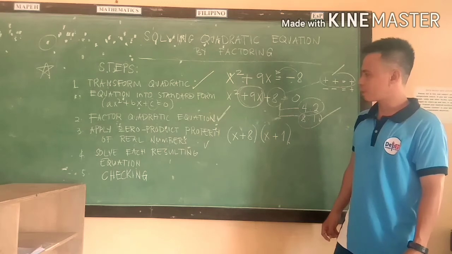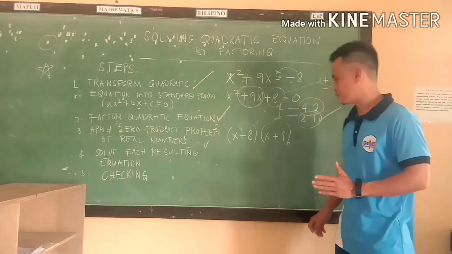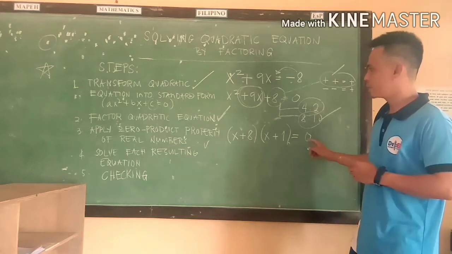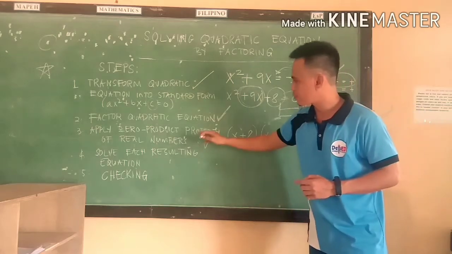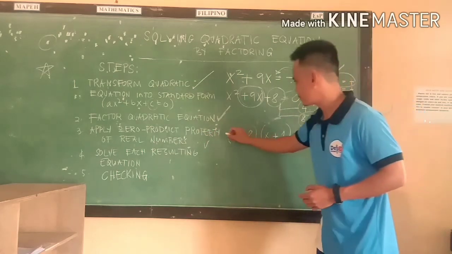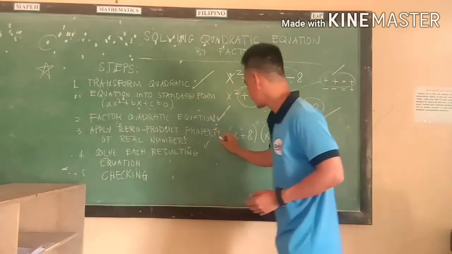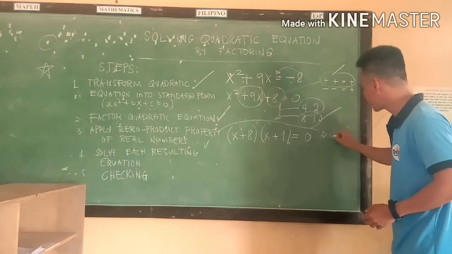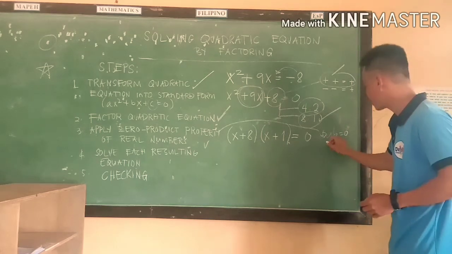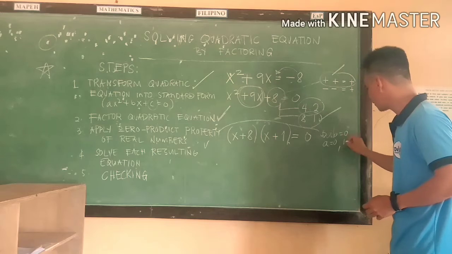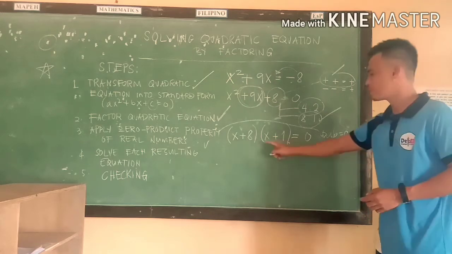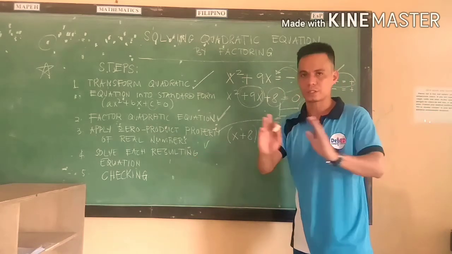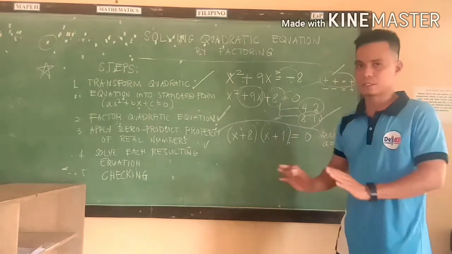Step number 3. Apply the zero product property of real numbers. Simple lang po yan. What we shall do is equate this one to 0. Bakit? Because the zero product property of real numbers, ito po siya. When A and B are multiplied, and equal to 0, therefore A is equal to 0 and B is equal to 0. So ganyan po siya. Then, let's solve its resulting equation separately. Paghihiwalayin po natin yan individual. Okay?